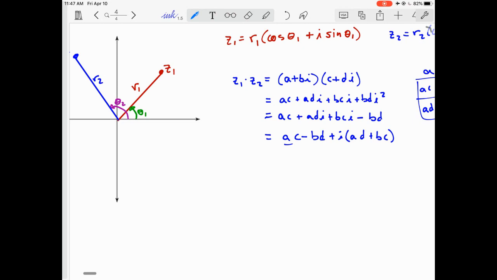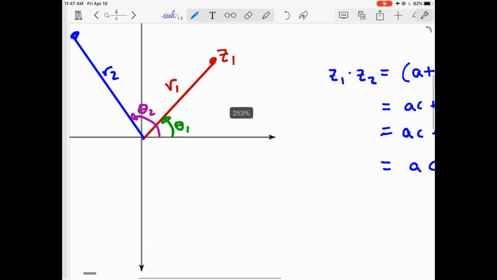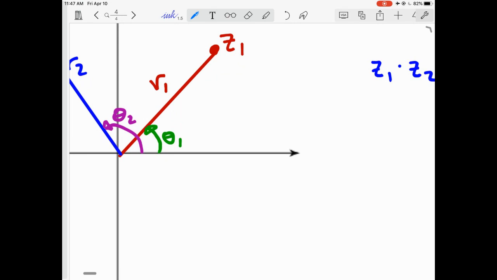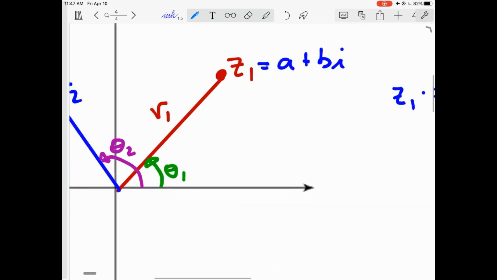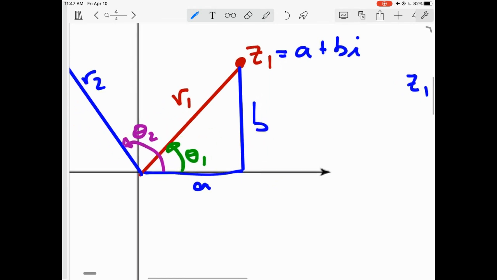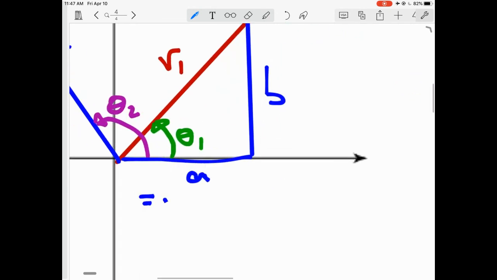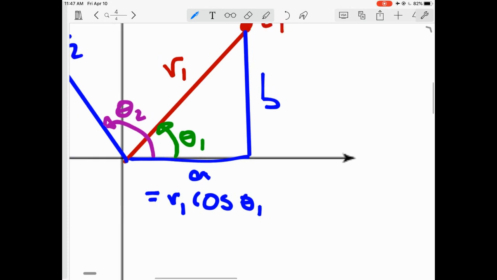All right, let's just plug in all the things that we know here. What is this length a? Well, let's look back. If we go into our triangle here, the length a was here for z1, because that was a plus bi. That's this horizontal length, a. This length was b. So a here is really just r1 cosine theta 1, kind of like we saw in the first example today. b would be r1 sine theta 1.